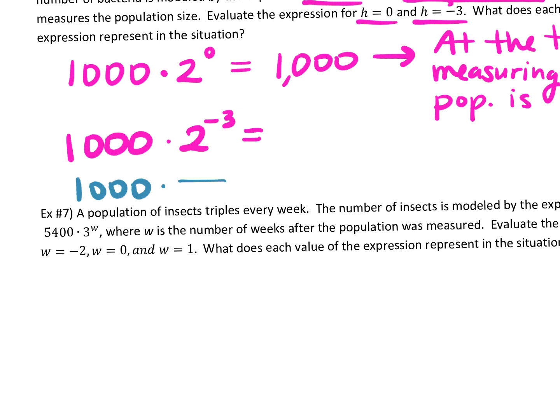2 to the 3rd is 8. You have to move it down, so 1 over 8. So it's essentially 1,000 times 1/8. Here's the deal, you guys. You don't have to do that on a problem like this when it's a real world situation.